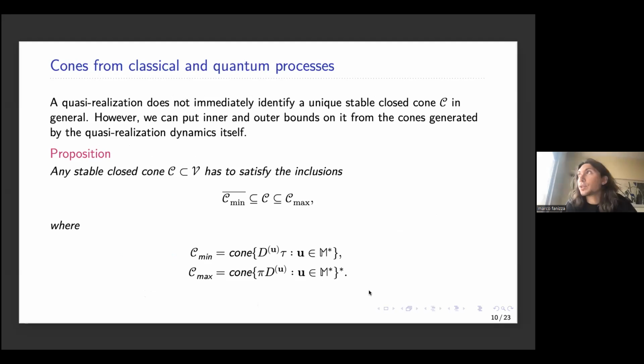In general, this interpretation in the context of general probabilistic theory is not unique, in the sense that a quasi-realization does not immediately identify a unique stable closed cone. But we can put inner and outer bounds on the stable cones from the cones generated by the quasi-realization dynamics. So what can be shown is that any stable closed cone has to satisfy this inclusion. It has to be larger than the cone obtained from the orbits of the right stationary state, and actually its closure, and it has to be smaller than the dual of the cone generated from the orbits of the left stationary state. And so we cannot say much more at this point.